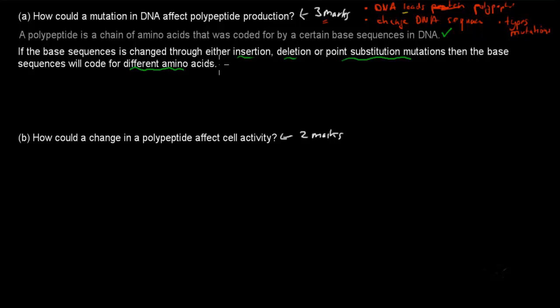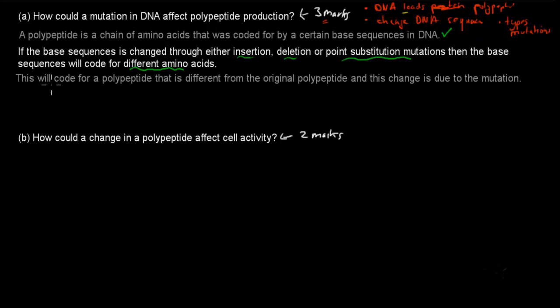And after that, I'm going to wrap it all up. So this will code for a polypeptide chain that is different from the original polypeptide chain. And this change is due to the mutations. Right? So the different amino acids are coded for by the new DNA. And obviously, all those amino acids will link together to form a polypeptide chain. And the ultimate polypeptide chain that will be produced will be different from the original one. And the reason why is because of the mutations.